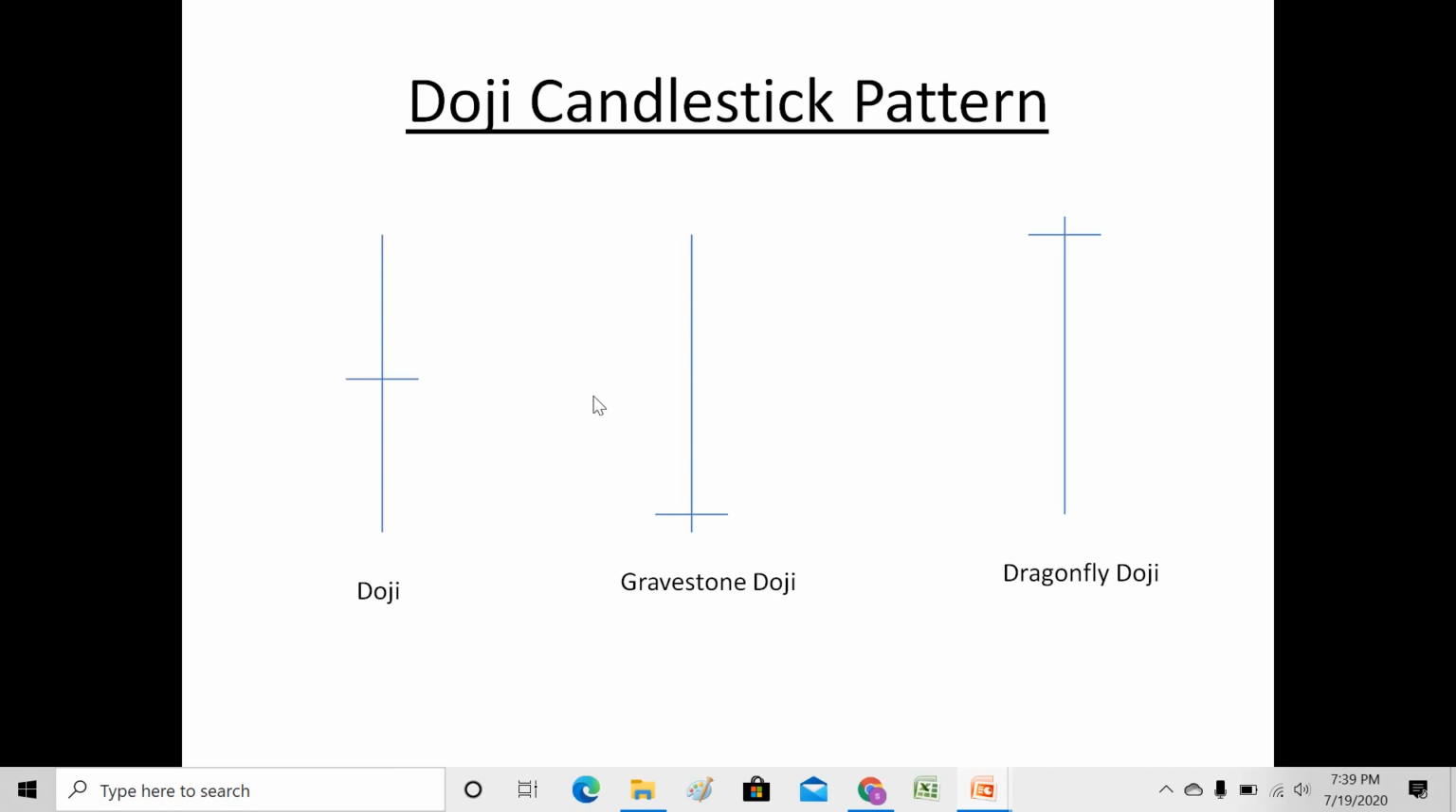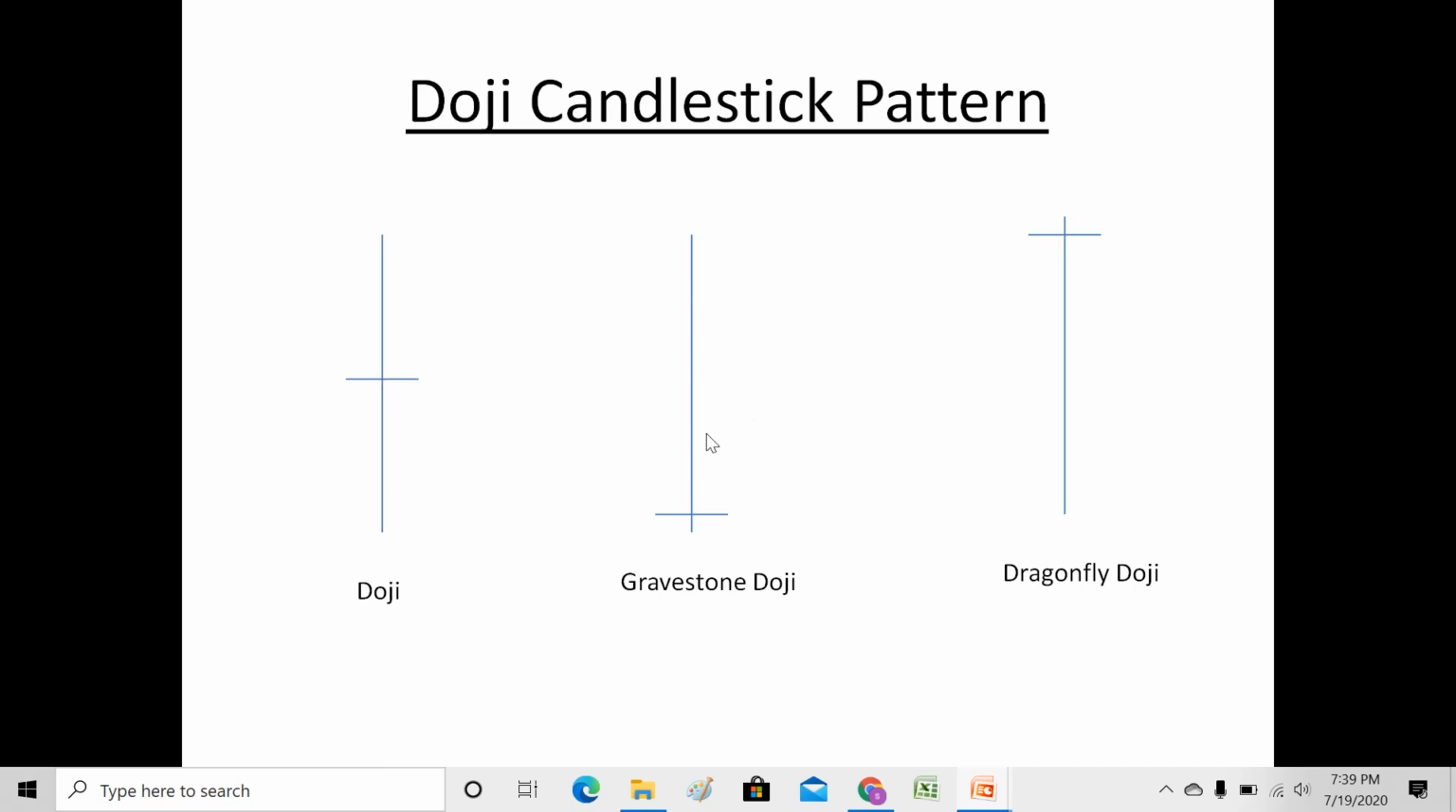There are these three types of doji patterns. The first type of doji pattern is the pattern where the wick is of equal size on both sides of the body. This represents the indecision among the buyers and sellers.